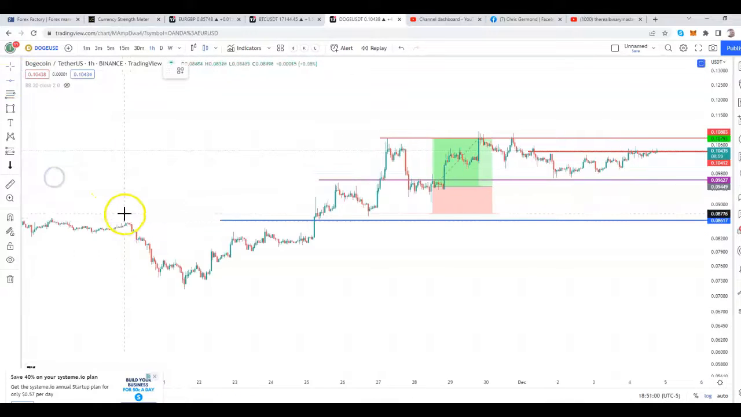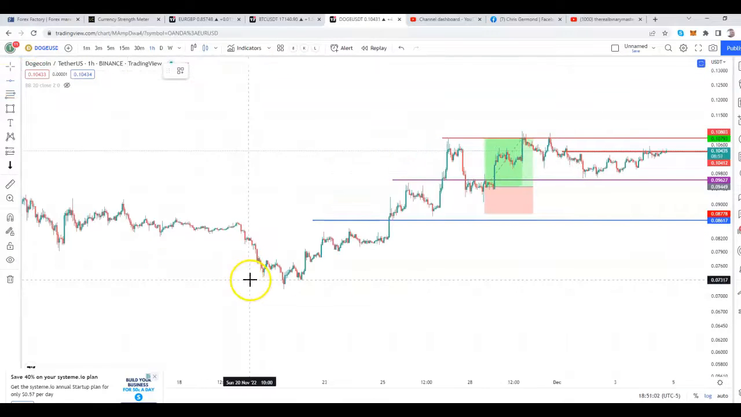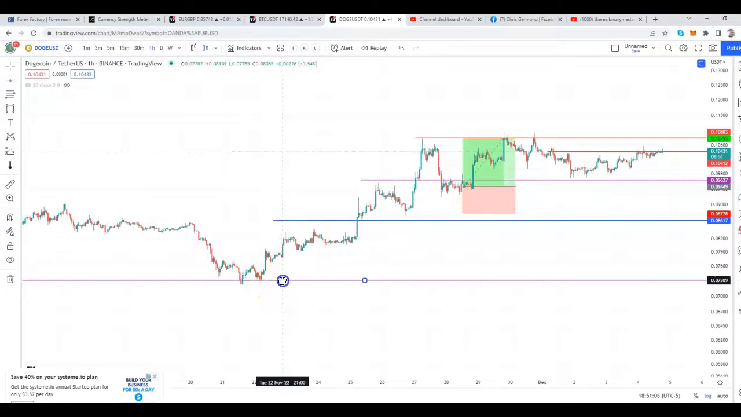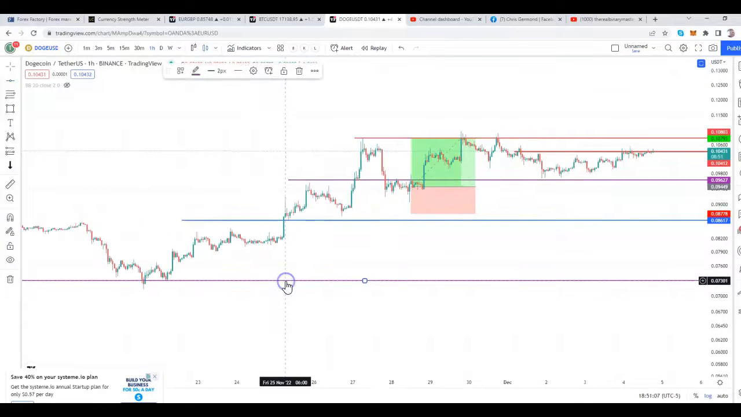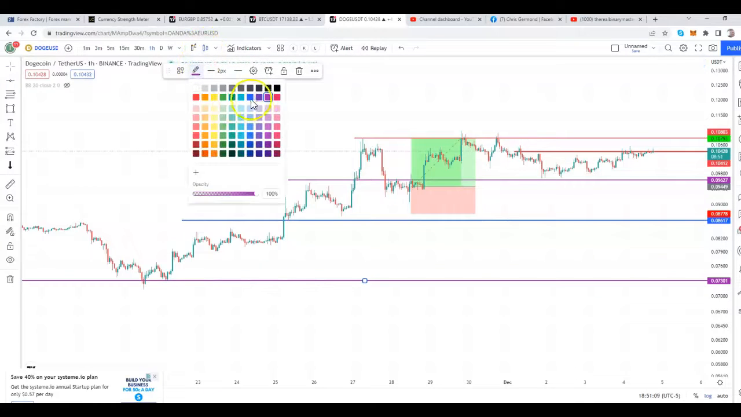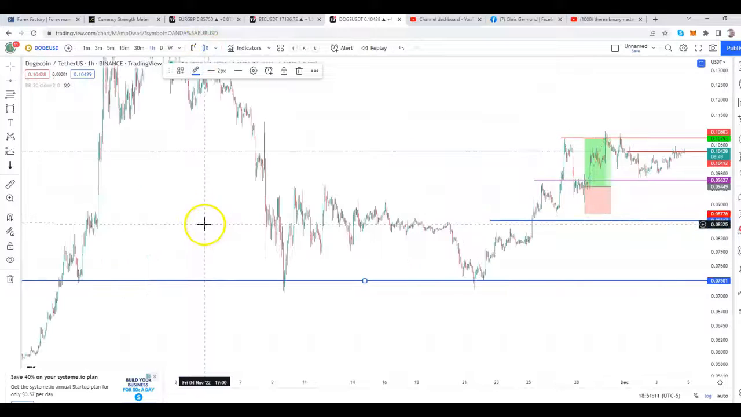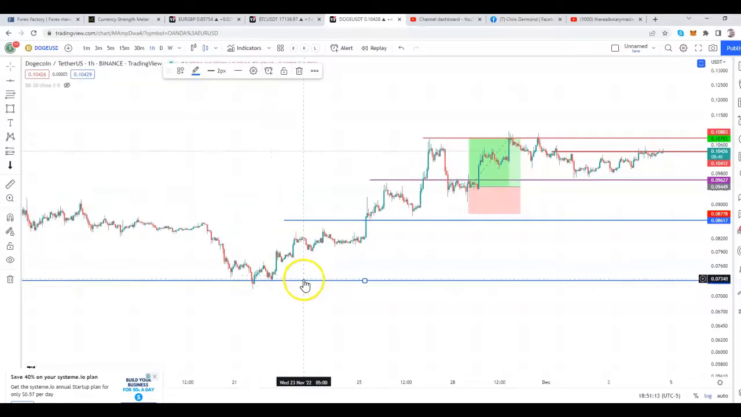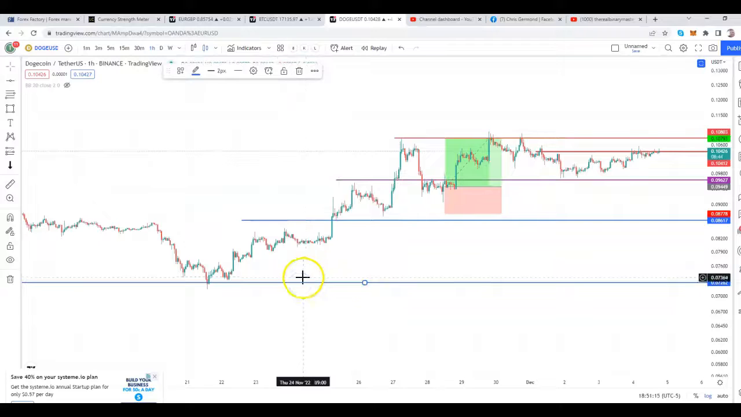Let's see what we got. Alright, so for our support, we'll go here. It's a good area based off the left from past movement. We could even take it down a little bit. Remember, you don't want to pay too much attention to this and spend too much time on it.